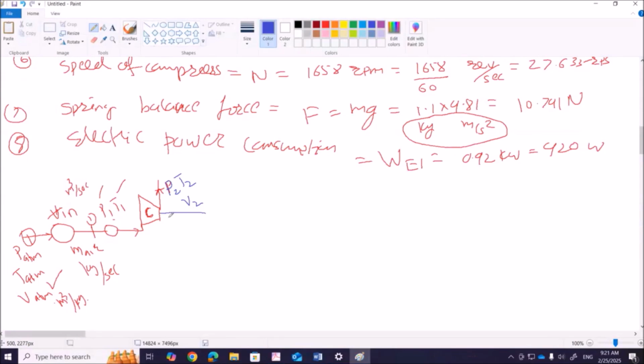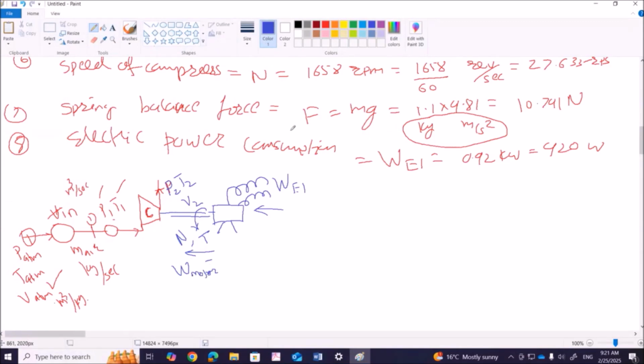So this compressor is run by the electric motor. Here is the electric motor. This electric motor is running at N RPM with a torque T. This electric motor is run by an electric WEL, electric current. So electric current is an input and we will get the output as W motor. So what is the W motor? So this is the diagram.